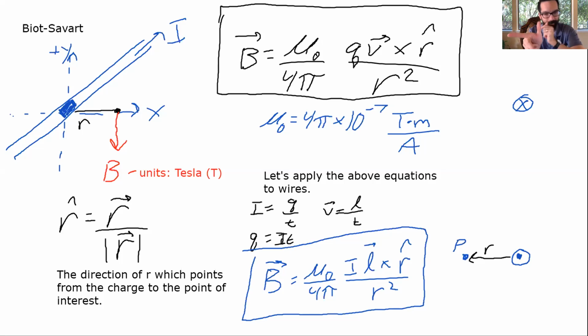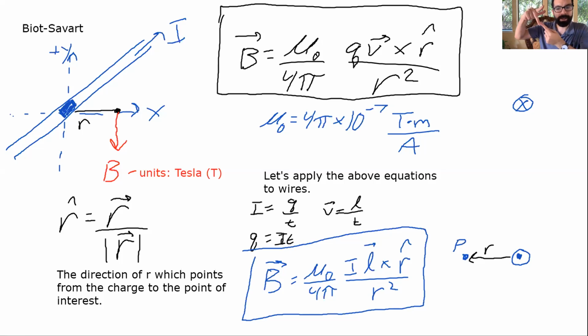All right, so if I want to align this up, my thumb's going to be pointing towards you guys. It's going to be tricky. My thumb's pointing out of the screen, and my pointer is pointing in the direction of R.